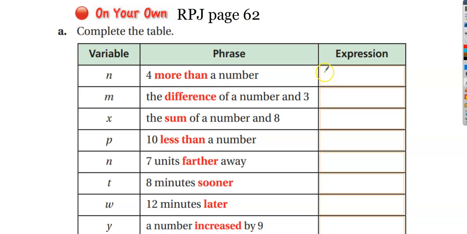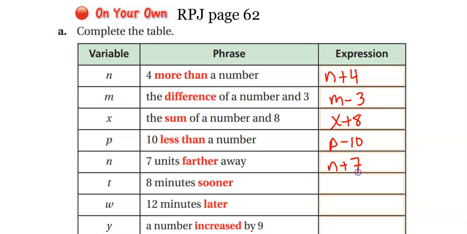Now I'm going to be writing the literal translation. So 4 more than a number, and the number they want me to use. So these are the variables you're supposed to use. And so this is n plus 4, m minus 3, a number x plus 8, 10 less than a number is p minus 10, 7 units farther away is n plus 7, 8 minutes sooner, that means it's going back in time, t minus 8.